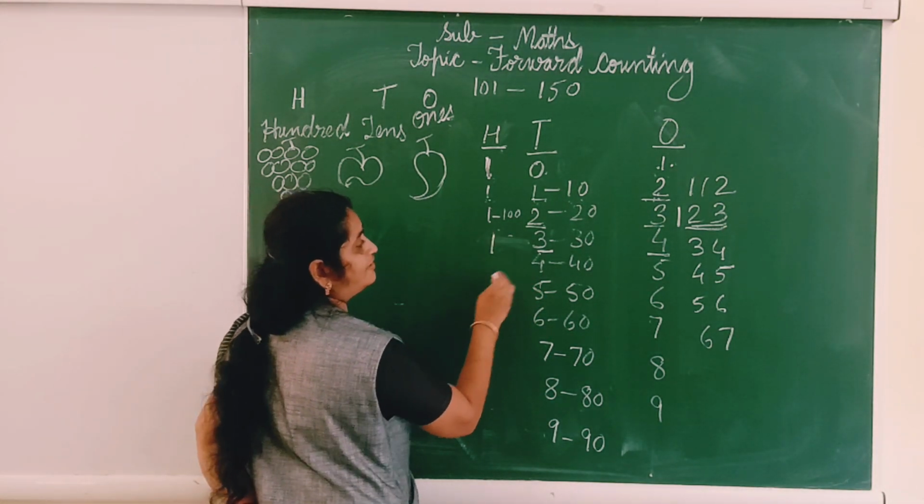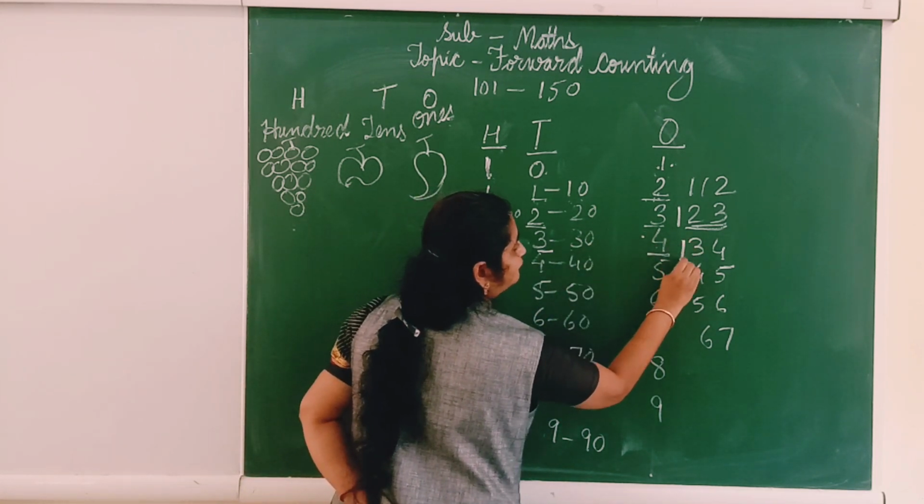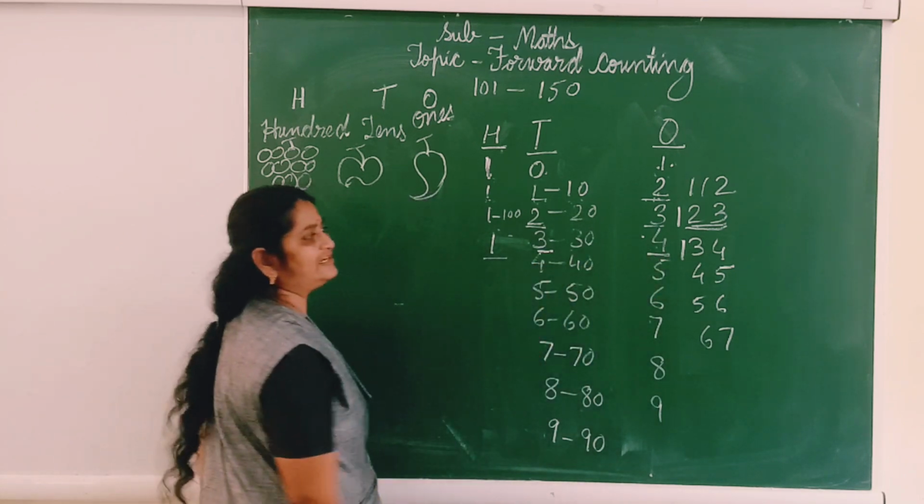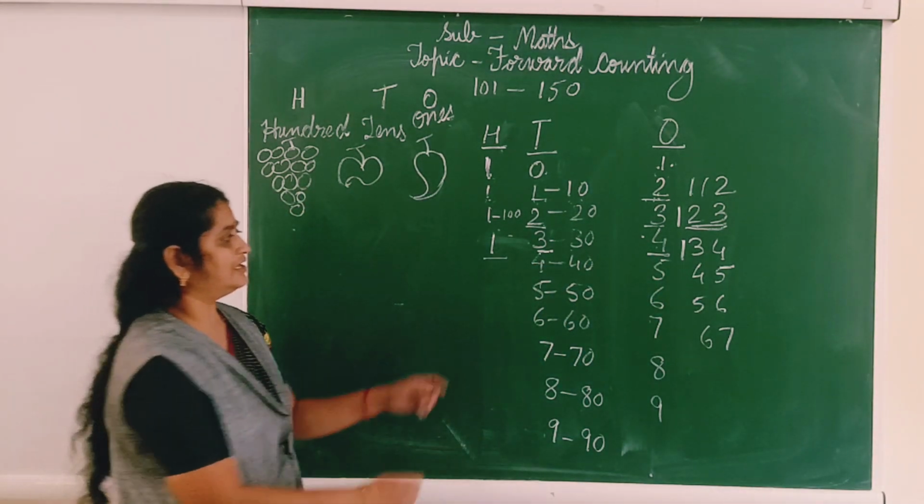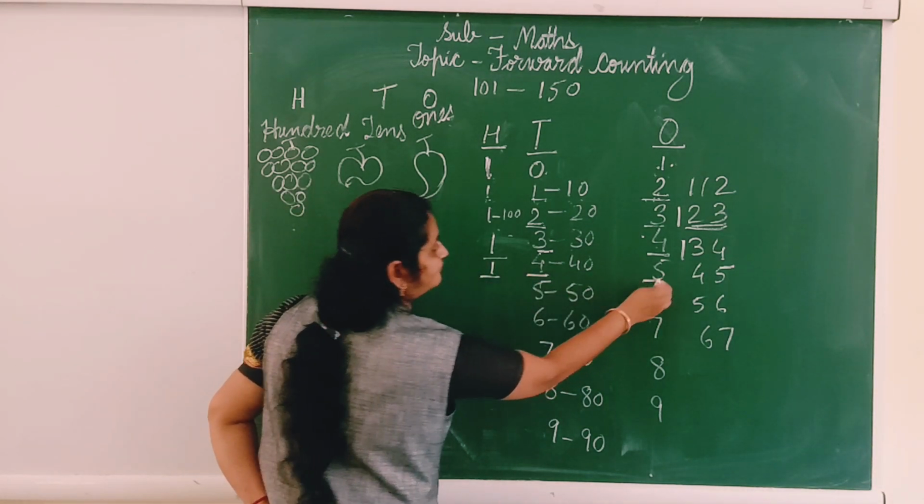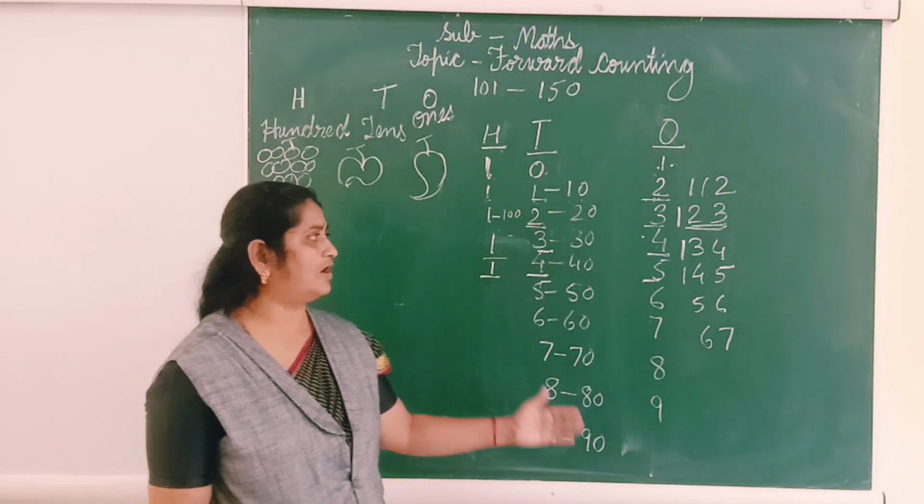100, here again 100, 134. 1, 3 and 4, we will read these three numbers together. Now 1, 4 and 5, 145. Okay, so I hope you all understood.